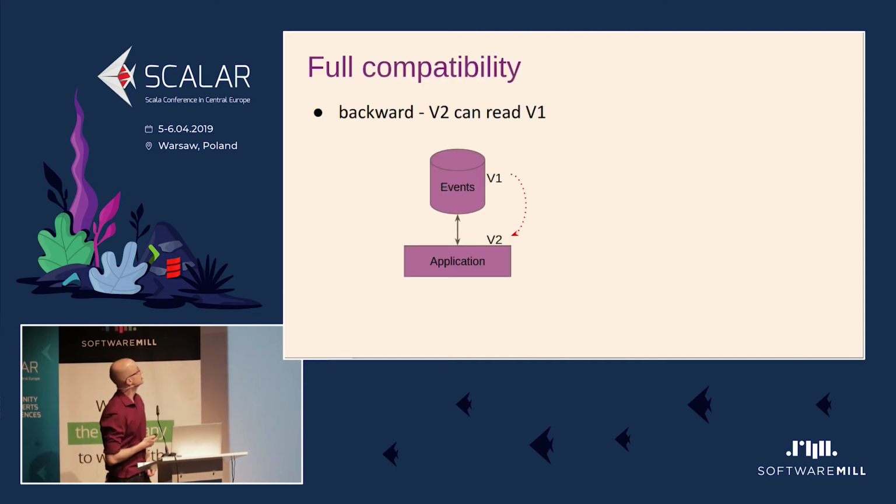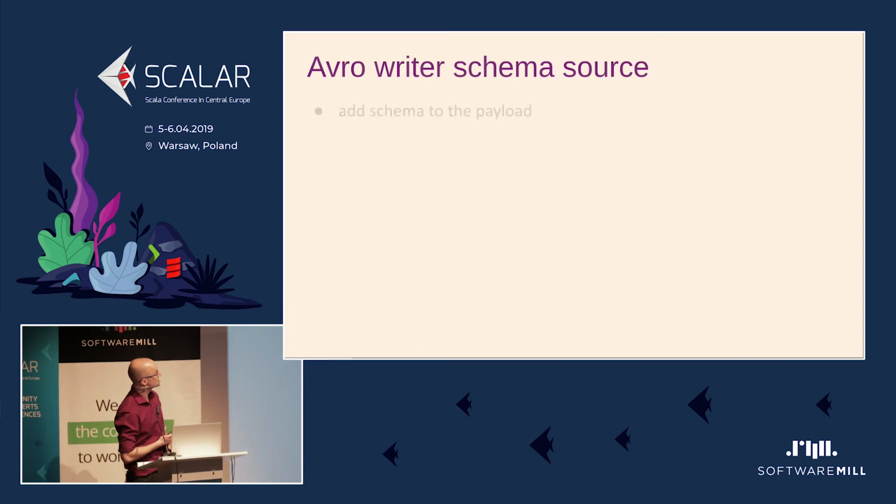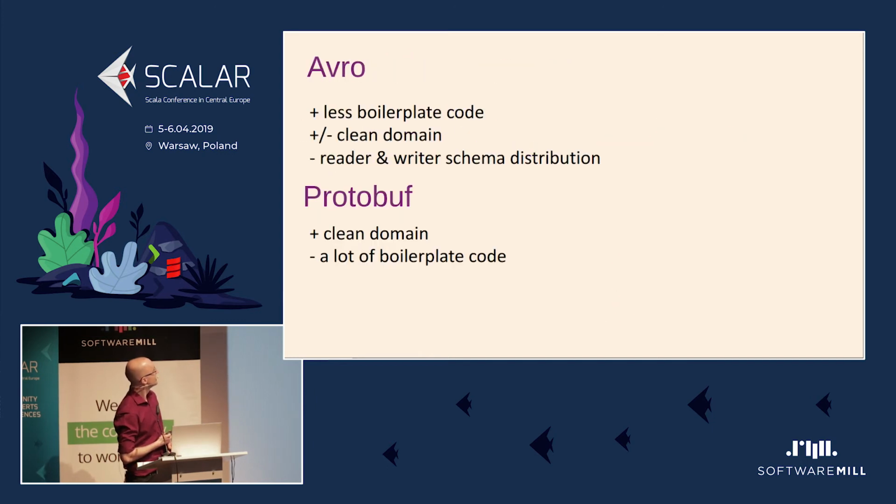Both will provide you with full compatibility support, so backward compatibility and forward. So adding a field, removing, renaming is not a problem, almost. But the support is really, really nice. So what's the difference? The difference is in schema management. In Avro, you will need a reader and writer schema to deserialize something, which might be a problem sometimes. But also the difference is in the overall impact on your domain.